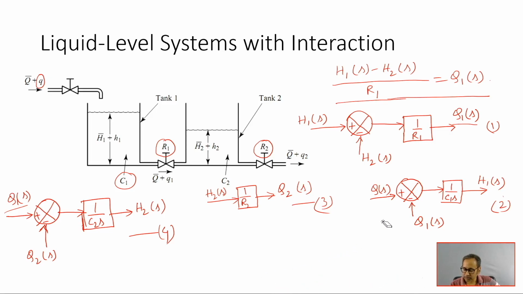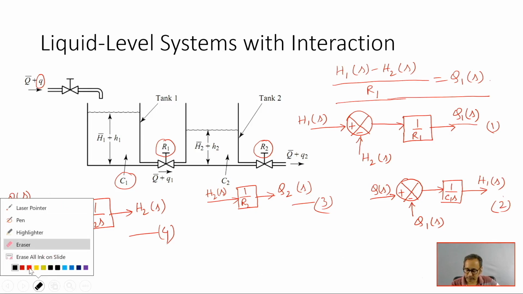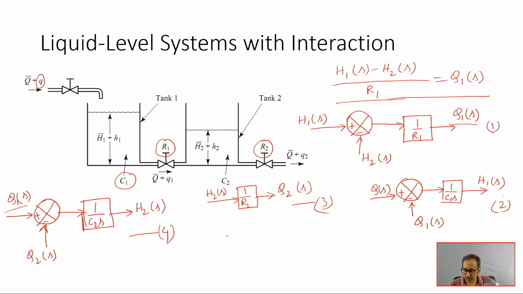So, let us start from here. This is QS, plus minus, and this is Q1S. I am not writing Q1 right now. This output is 1 by C1S, then this is connected with H1S. Okay, this H1S is input here. So, you see this H1 is basically output and this H1 is input.